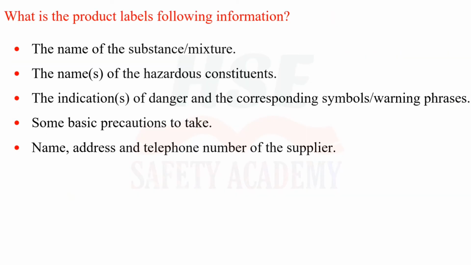What information is on the product label? The name of the substance or mixture. The names of the hazardous constituents. The indications of danger and the corresponding symbols and warning phrases. Some basic precautions to take. Name, address and telephone number of the supplier.